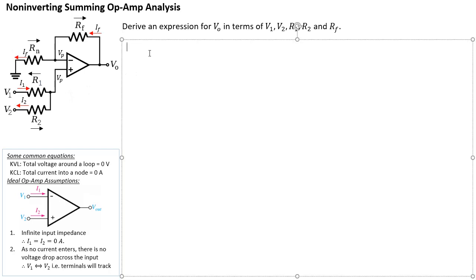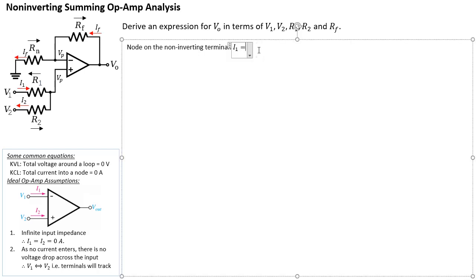So the voltage at the node on the non-inverting terminal. On the non-inverting terminal, I can write an equation that says I1 is equal to I2, because no current from I1 will end up going into the non-inverting terminal. So I can say that I1 is equal to I2. Let's put that down.